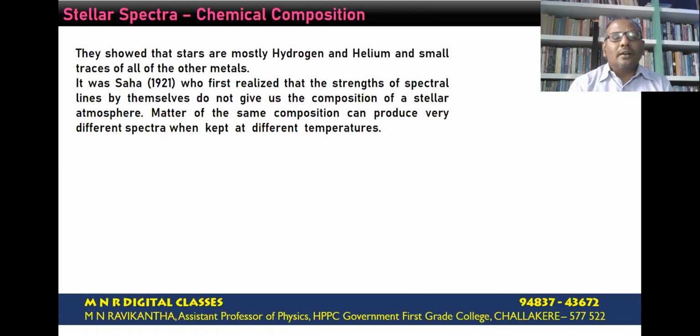It was Saha who first realized that the strengths of the spectral lines by themselves do not give us the chemical composition of a stellar atmosphere. Matter of the same composition can produce very different spectra when kept at different temperatures. So Saha found that chemical composition alone will not give us the unique spectra. The spectra of any star depend on composition as well as temperature.